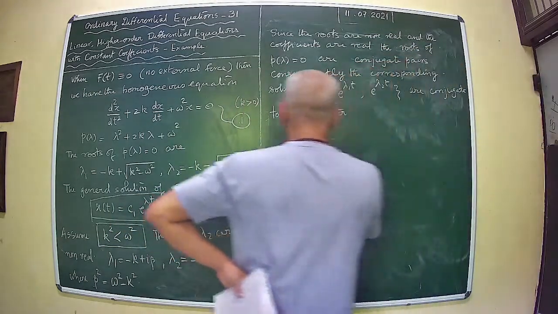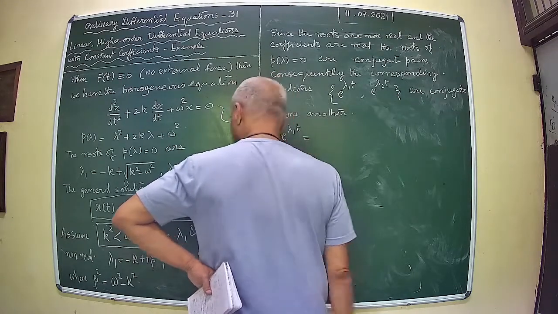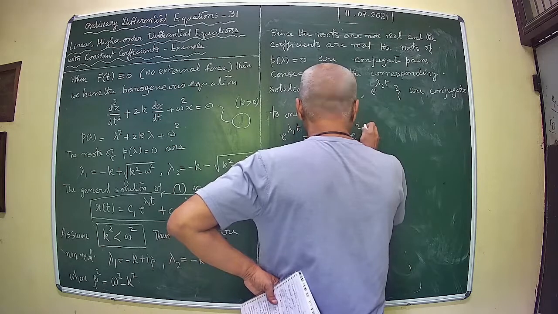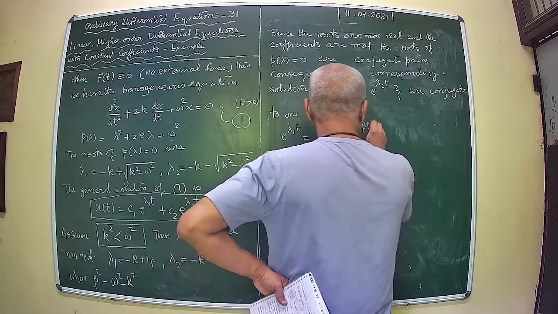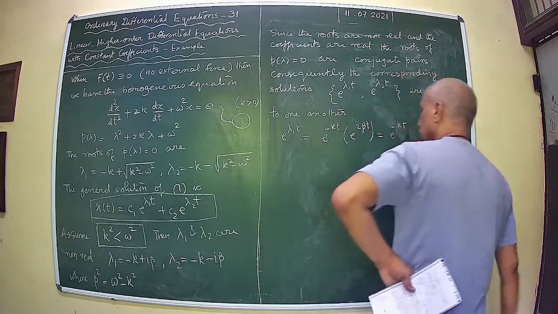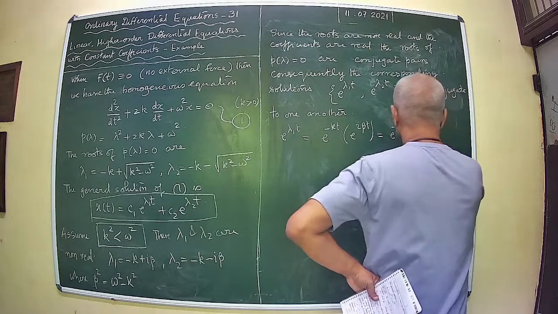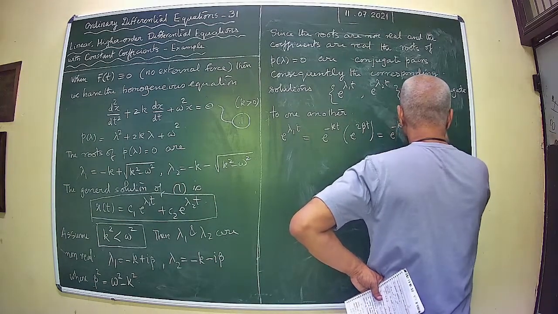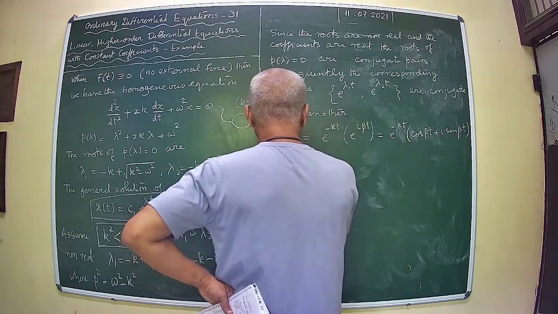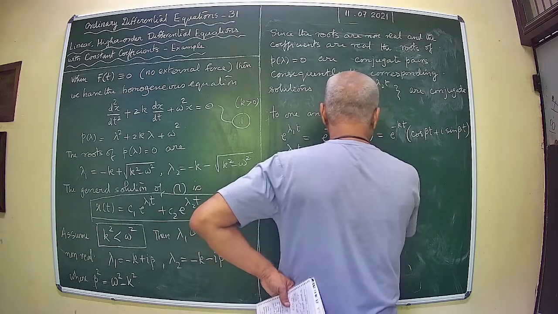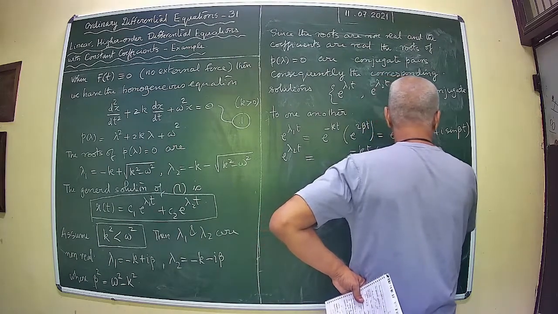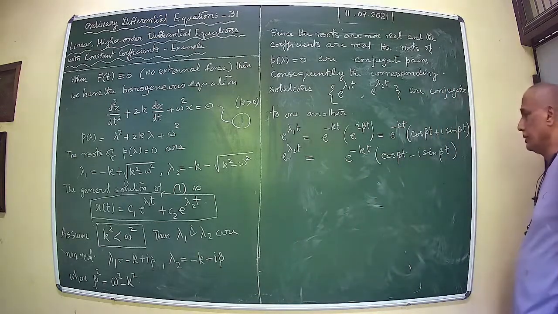So this is e to the power lambda 1 t equal to, and similarly e to the power lambda 2 t equal to e to the power minus kt, the complex conjugate of this, that is cos beta t. Now you can take the real and imaginary parts of this.